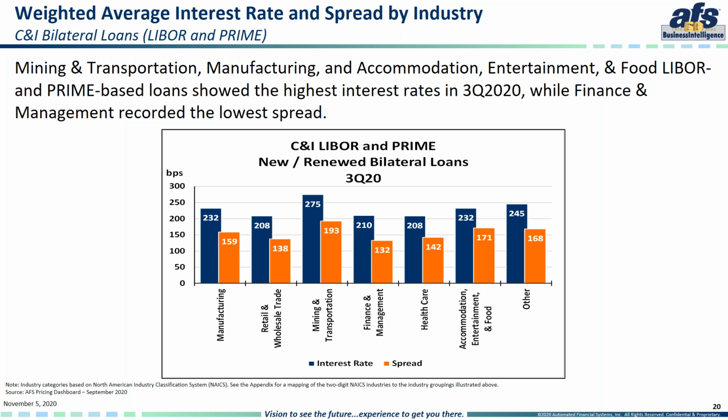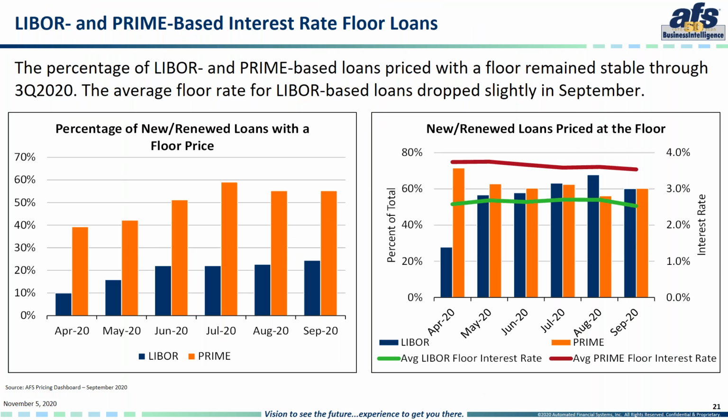With interest rates overall staying steady this quarter, we turn to the use of interest rate floors. In the left-hand chart, we can see a leveling off of the use of floors for both LIBOR and prime-based loans. LIBOR loans have hovered just below 25%, while prime-based loans are consistently above 50%. The impact of these floors is shown on the chart on the right, where of the loans that have a floor, roughly 60% of those loans for both LIBOR and prime are priced at the floor. The floor rates, as depicted by the red and the green lines, have been remarkably steady over the last 6 months, with September beginning to show some signs of decline for the LIBOR floor rate.